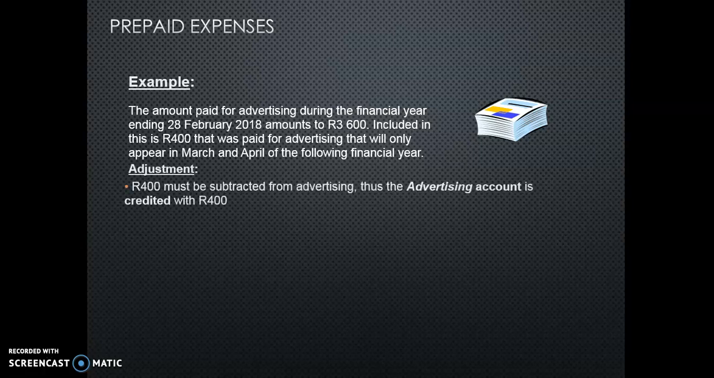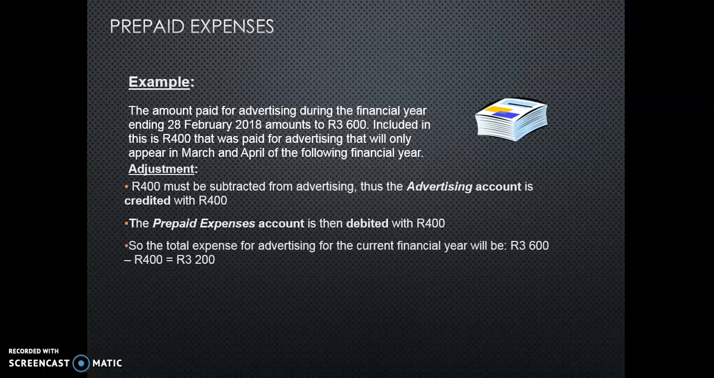Okay, so your adjustment, the advertising must be less with 400 Rand. So how do you decrease advertising? By crediting advertising, because it's an expense. That's the credit. The debit, prepaid expenses. So the total expense for my current financial year is 3,200. So going back to the matching principle, even though I paid 3,600 to my advertiser, only 3,200 is for the current financial year.